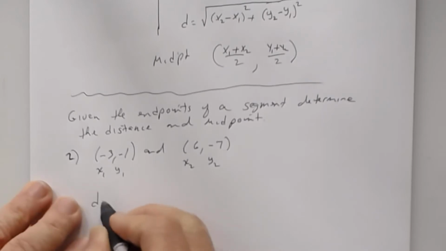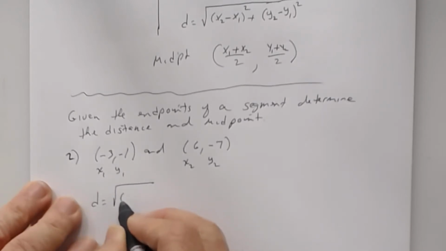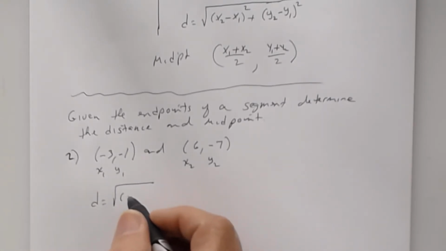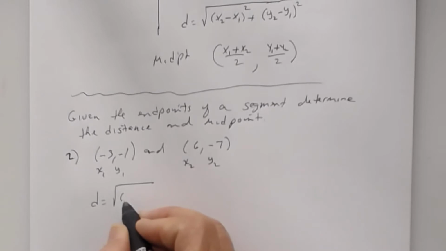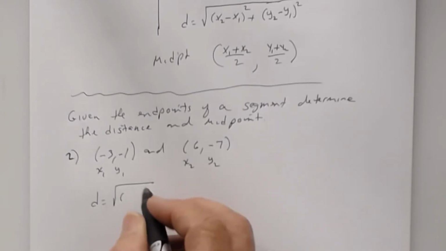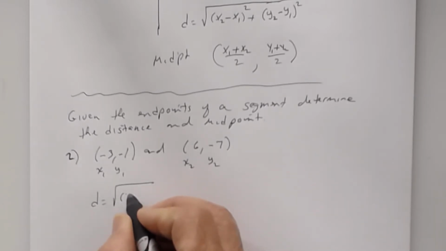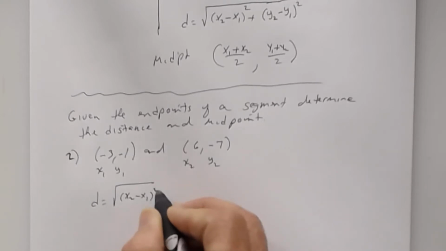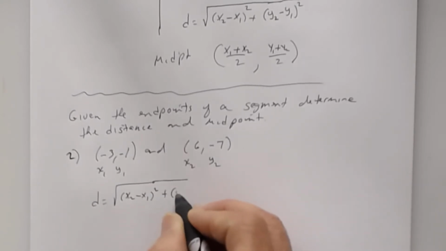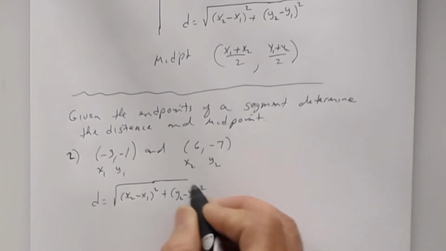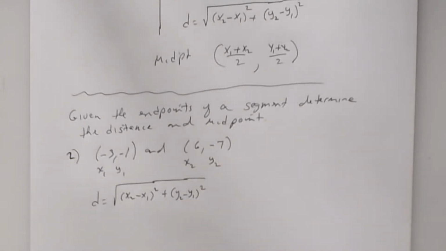So the distance is the square root of, remember, distance you subtract, midpoint you add. Okay? Distance subtract, midpoint you add. So the distance formula says it will be the square root of x2 minus x1 squared plus y2 minus y1 squared. Again, I'll give you the distance formula Wednesday. You just need to know how to use it.